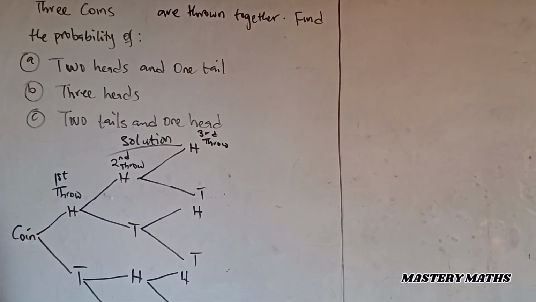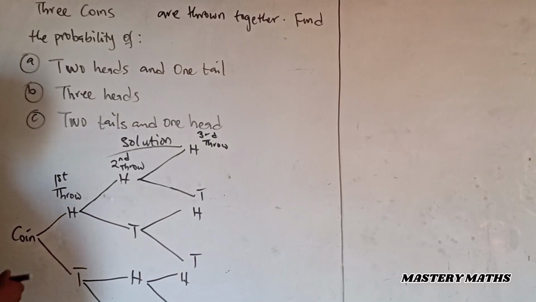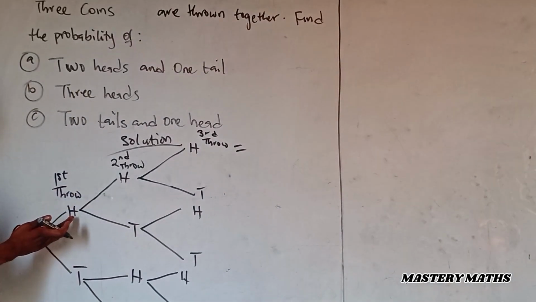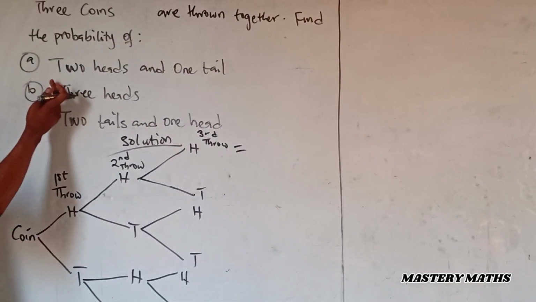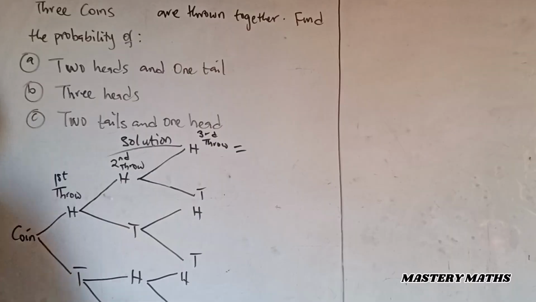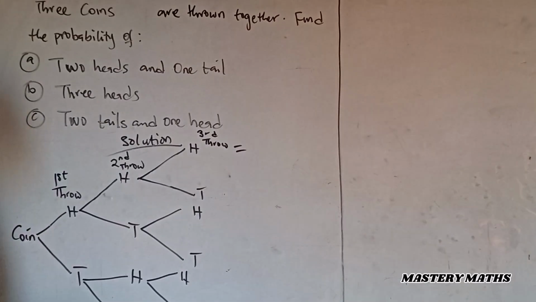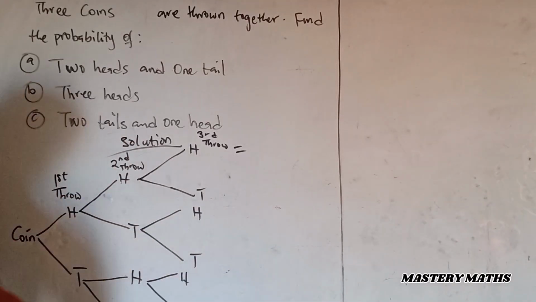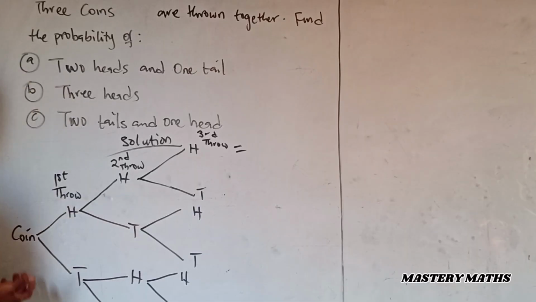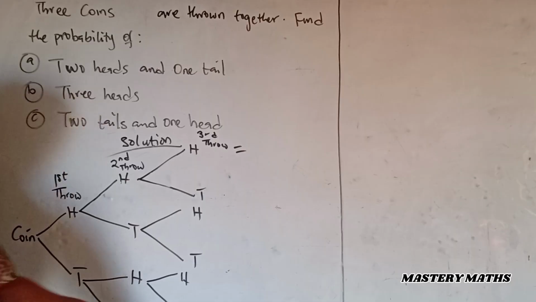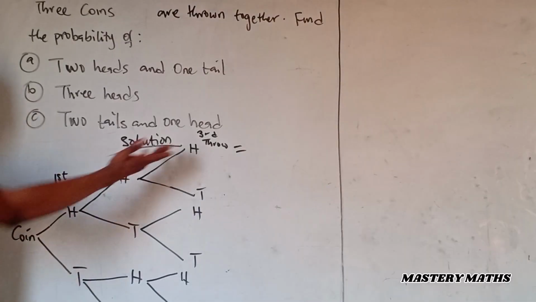Now from here, we are going to level it out. How do we level it out? Because the question said we should find the probability of 2 heads and 1 tail, how can we do that? It is very simple. After we've drawn the tree diagram of the coin, we'll bring out all the branches produced from the tree one by one.